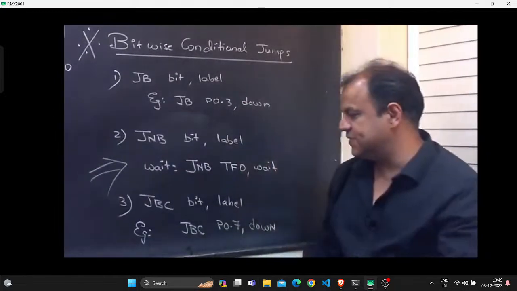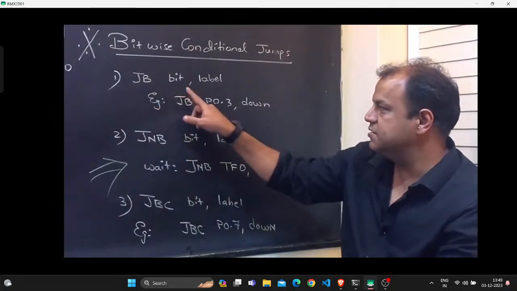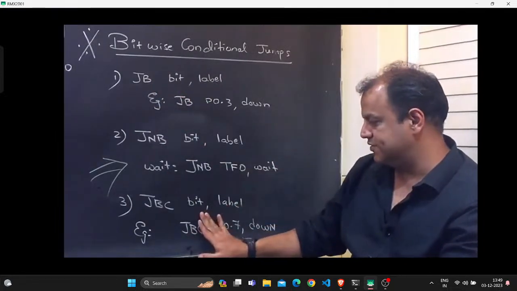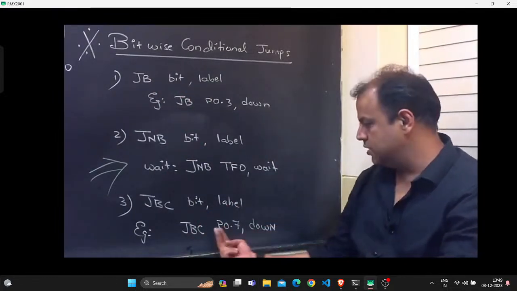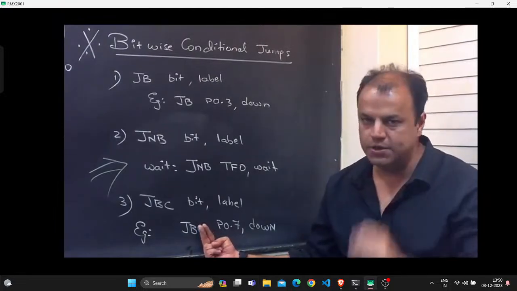Now look here, in this context it means the same thing. I'll explain to you. JBC, don't look at C right now. Just look at JB. What is JB? Jump if bit. So if this bit, don't look at C. JB P0.7 comma down. So if P0.7 is 1, only then the program will take a jump to location down. Tell me, do you understand that much?